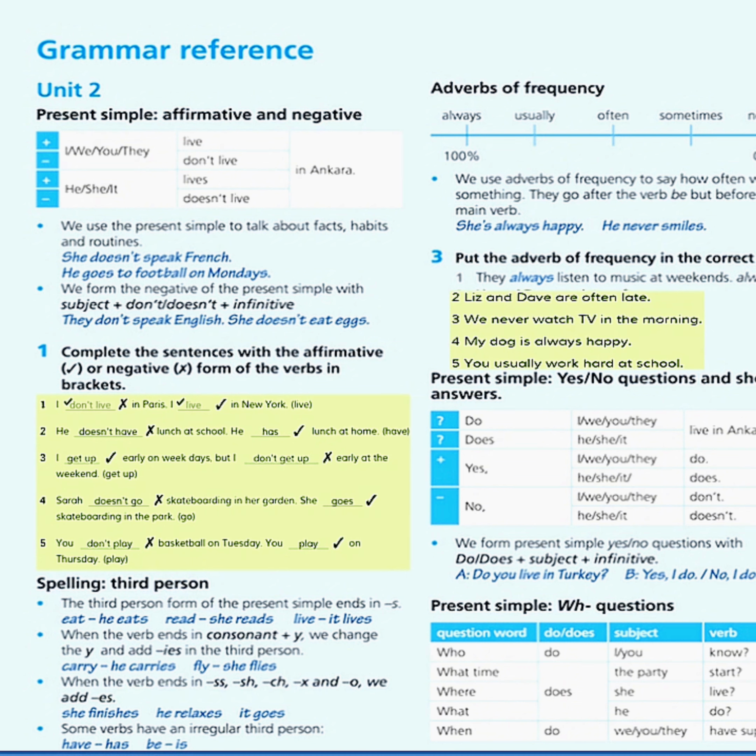Forming present simple WH questions. Questions of who, what time, where, what, and when. Do or does. So who do I or you know? What time does the party start? Where does she live? What does he do? When do we, you, they have supper? Supper is the same as dinner.